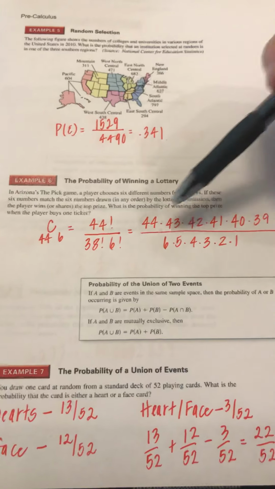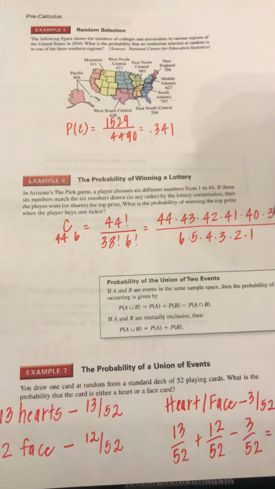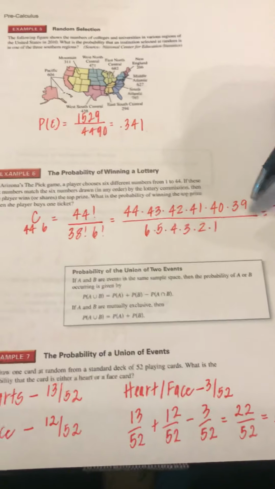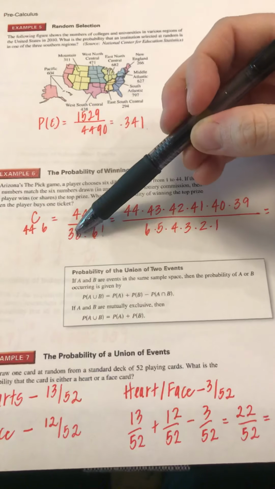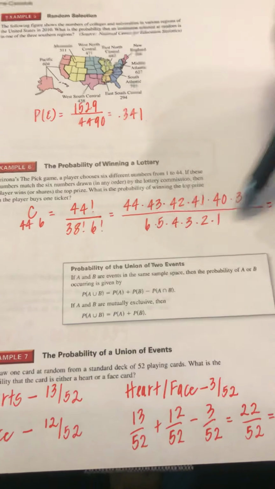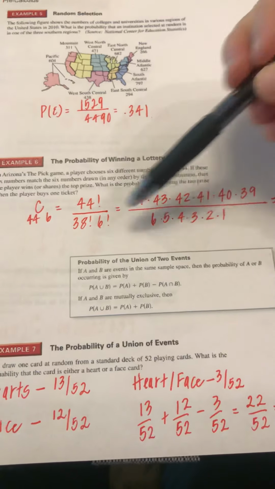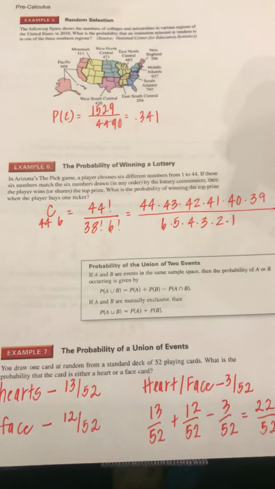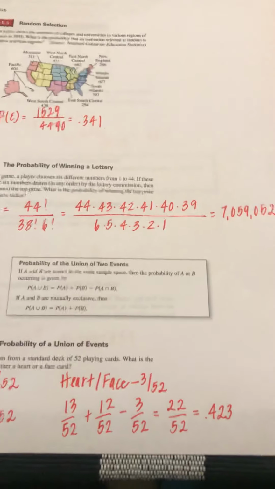So same thing as the last lesson. I'm going to go all the way down to 1 on top, except I can stop at 39 because 38 is going to go all the way down to 1, and it will cancel with the numbers on top. And then 6 goes on the bottom. So your chances of winning the lottery are 1 out of that number.